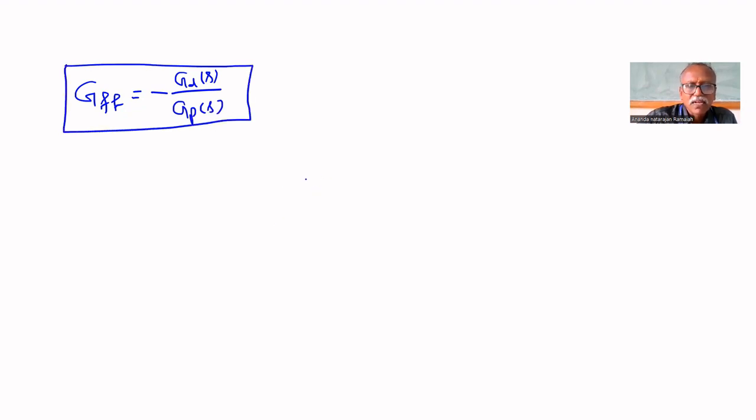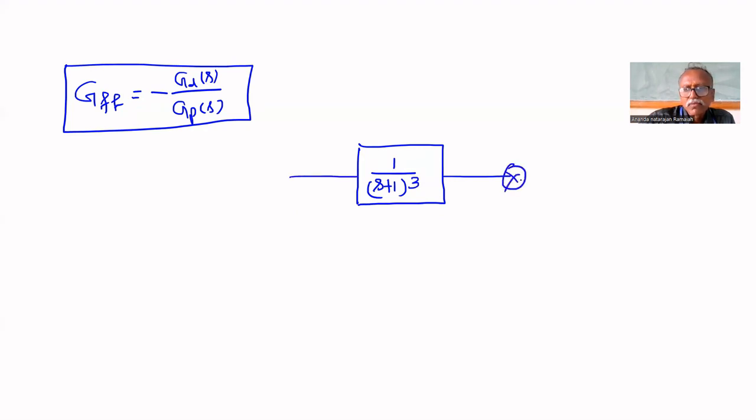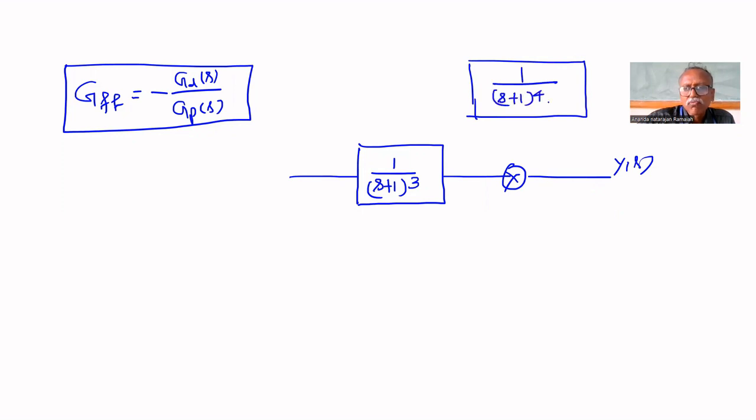Now we'll consider a system whose input output model is 1 upon (S plus 1) whole cube. That is the input-output model, whose disturbance model is 1 upon (s plus 1) to the power 4. That is the disturbance model, d of s. This is m of s.